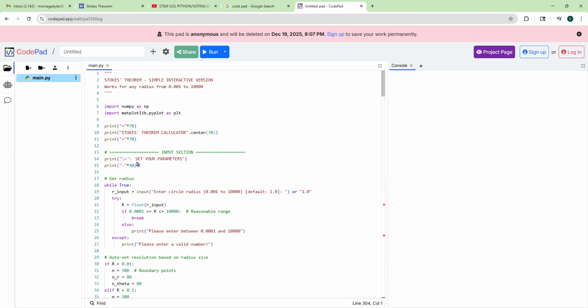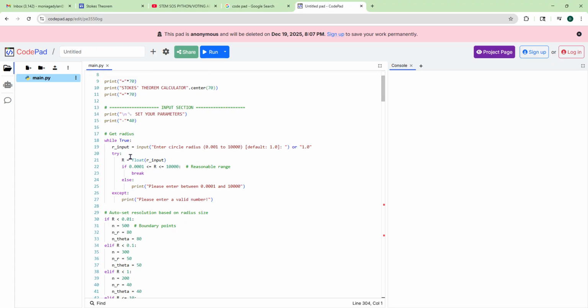Over here for lines 18 through 39, we can see that the code asks for the user to enter a radius for the circle. The radius controls the size of the boundary we are using. In Stokes' theorem, the circle is the loop we travel around, and the flat area inside the circle is the surface.